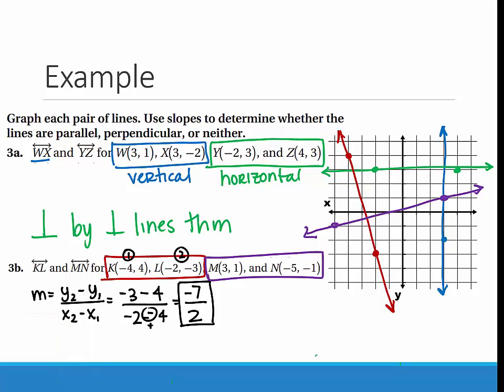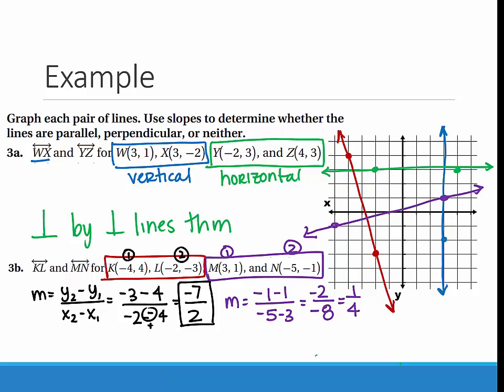Now let's find the slope of the purple one. So same formula. Let's call this point 1 and this point 2. I'm going to do negative 1 minus 1, and then negative 5 minus 3. This gives me a negative 2 on the top, divided by a negative 8 on the bottom. Now I need to simplify this, so this turns into 1/4.